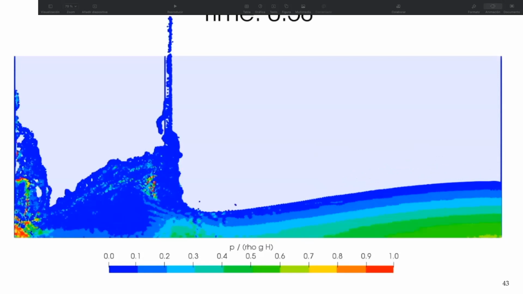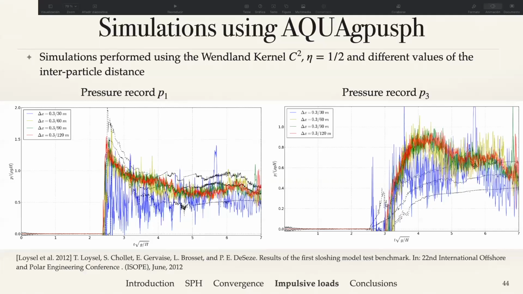Now, regarding the results of the pressure, here I have shown you the results in the non-symmetric case. This is the first pressure record, which is the one most exposed to the flow impact, and this is the one which is placed behind the obstacle. You can see that there is a lot of noise in the SPH solution corresponding to the roughest interparticle distance. Actually, different colors stand for different interparticle distances, and the eta parameter has been kept constant.